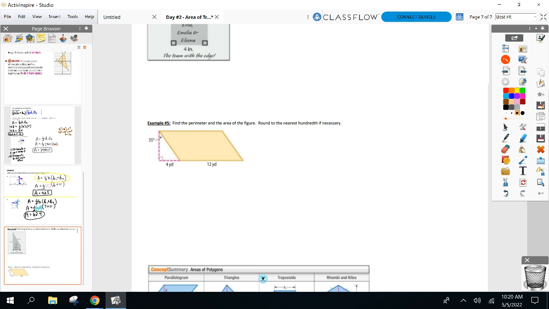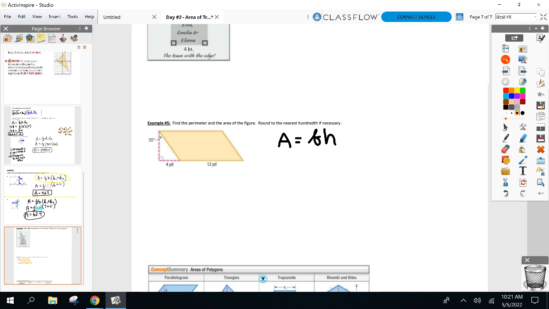We didn't talk about this yesterday. Every single time we did a problem, it was 30, 60 or 45, 45. What if it's not? So this is going back to the parallelogram yesterday. This is a parallelogram, so we're doing base times height. This is a little bit of review from yesterday. We're going to do base times height.